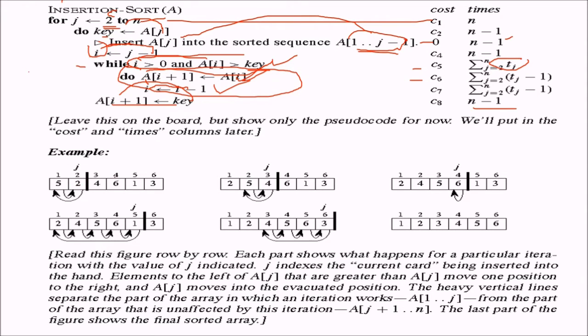Then what happens? We move ahead with this heavy vertical line, and then we compare. We first of all increment j, which will be 3 now, and we compare 4 with 5, meaning the previous one.